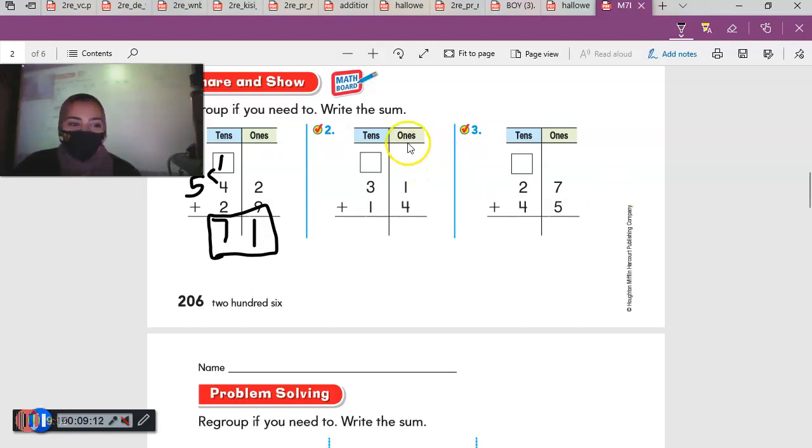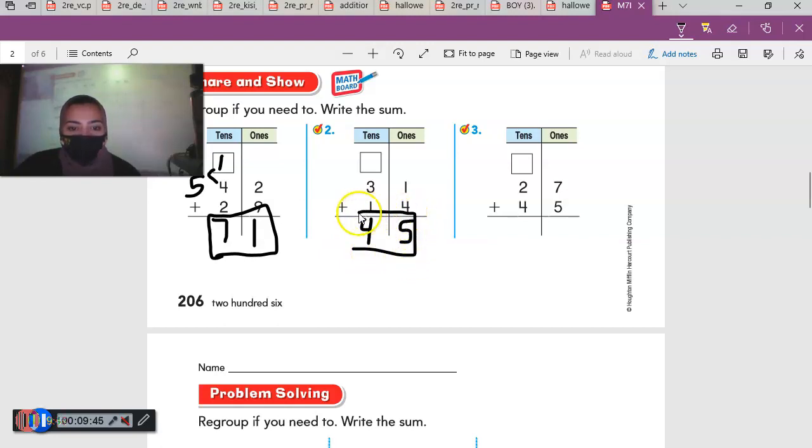All right, in the ones place, what am I adding? 1 plus 4 is what? 5. So do I have to regroup? No. Does anything go in this box? No. Do I color it in? No. Do I write a 0? No. Do I write a 1? No. What do I do? Just leave it blank. 3 plus 1 is what? 4. What's your answer? 45.